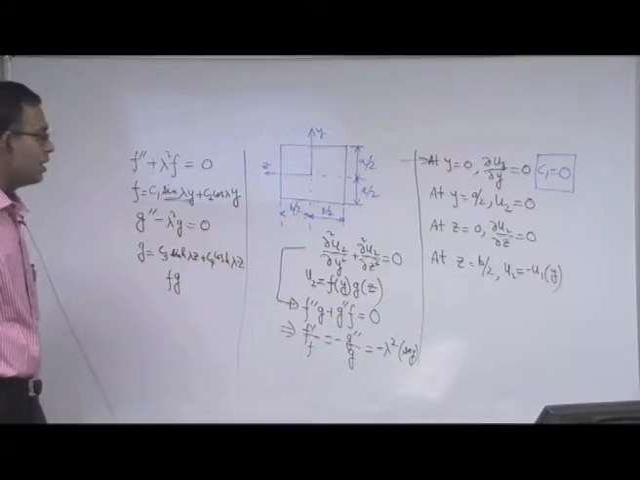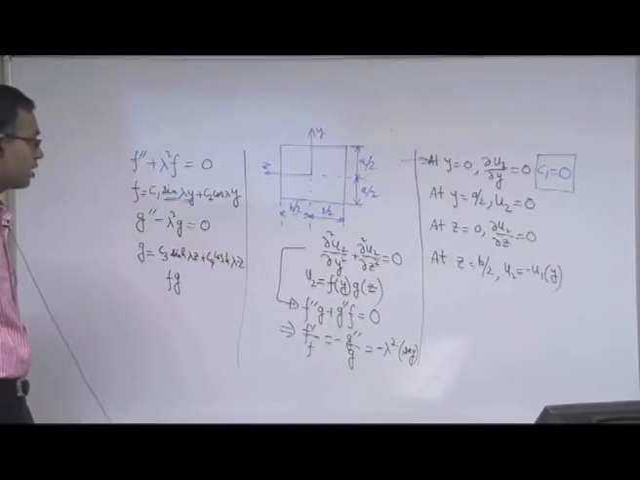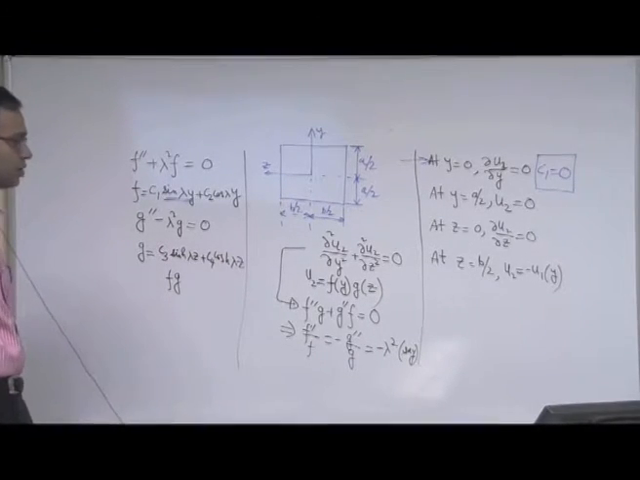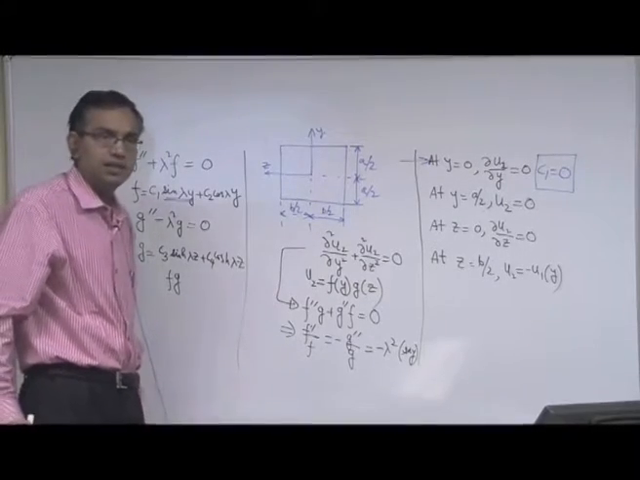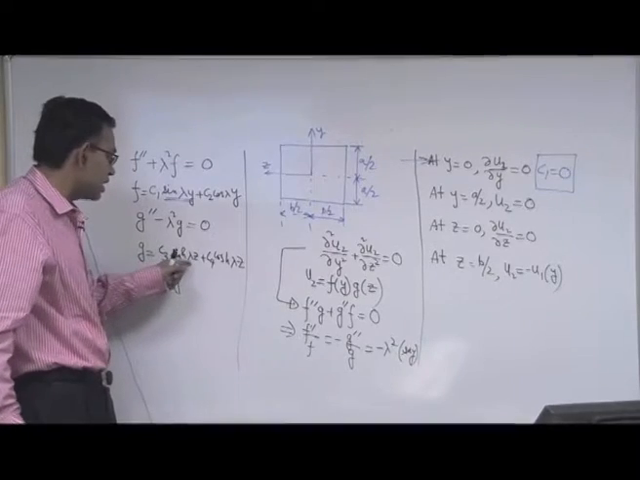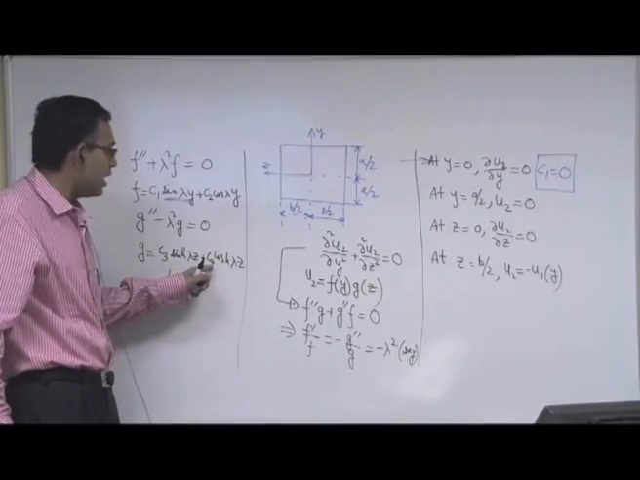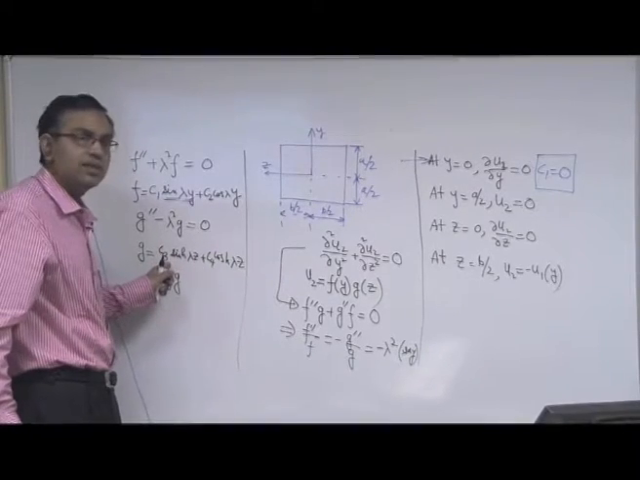Similarly let us consider the third boundary condition. At z is equal to 0 del u2 del z equal to 0, that means dg dz equal to 0. So when you take dg dz, sin h will become cos h and cos h will become sin h, and by the same logic you will have C3 equal to 0.